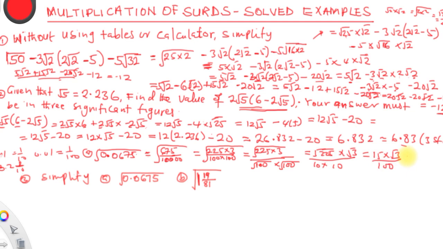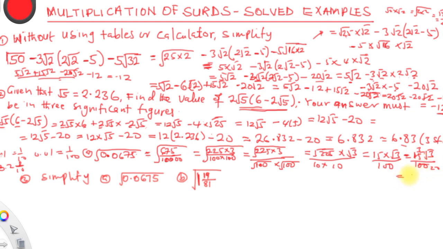So this is the same as 15 root 3 over 100. But you have not finished. You have to reduce this, you have to simplify again. 5 goes into 15 three times, and 5 goes into 100 twenty times.